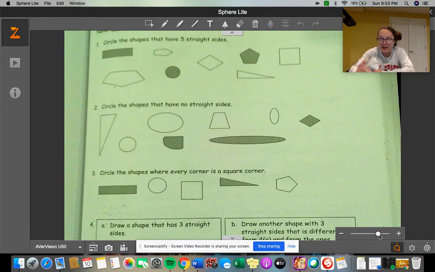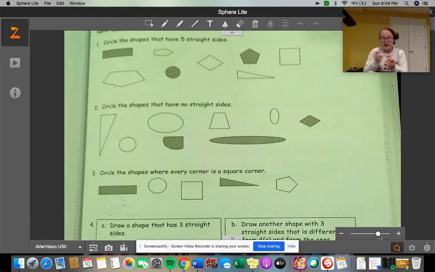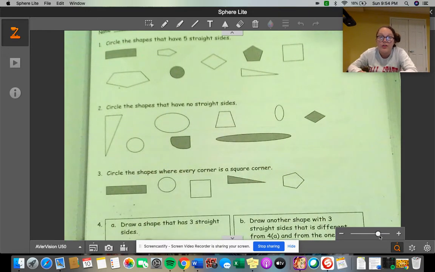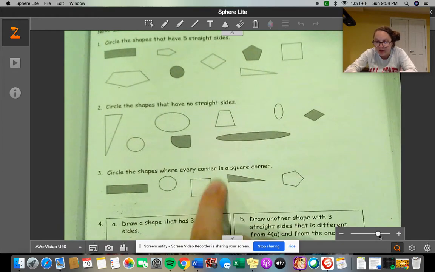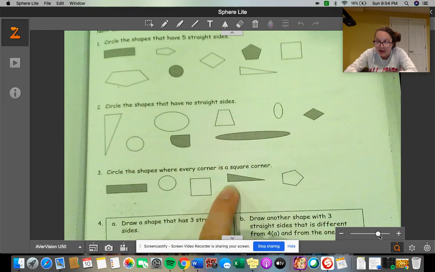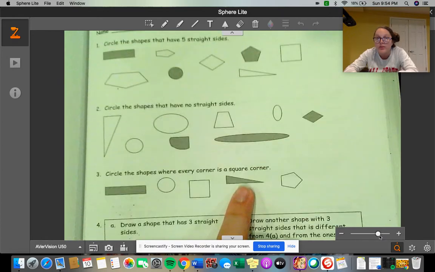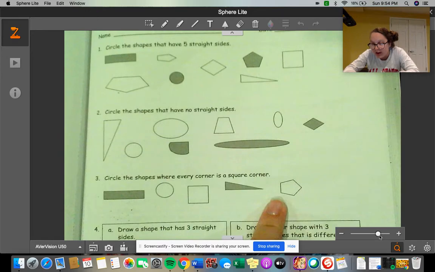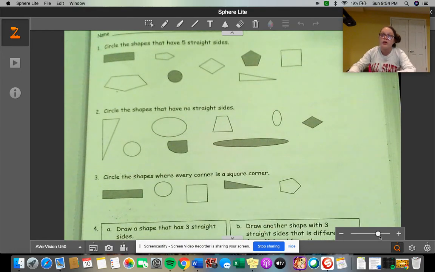So if we look at these, this one is going to have square corners because its corners are shaped exactly like an L. This one is not. This one is because they are shaped like an L. This one has one square corner, but not every one is a square corner, so we're not going to pick that one. And if we look at this one, they don't quite look like L's. They look a little bit bigger than an L. So we're not going to choose that one either.